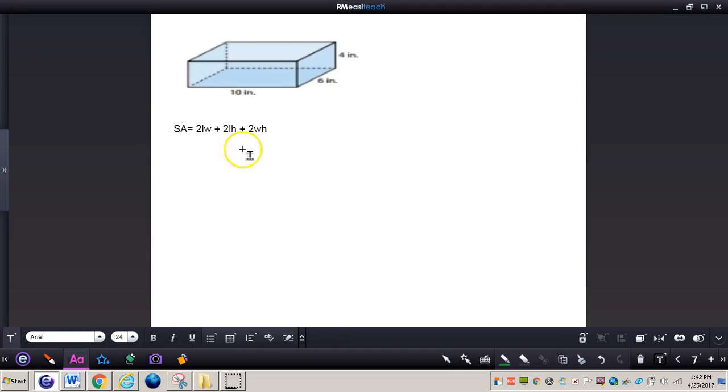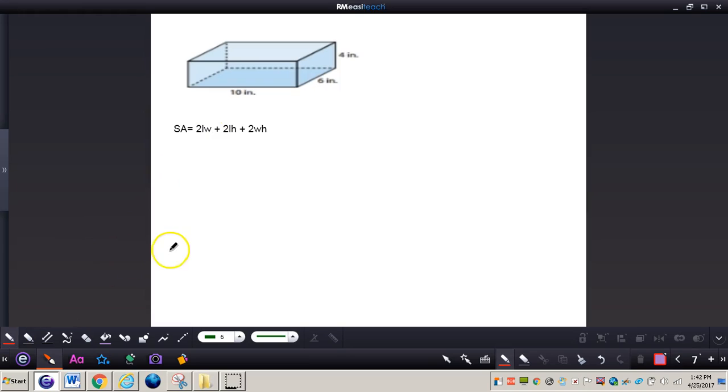Now let's take a look at this rectangular prism. This prism is actually number 3 in your Go Math book on page 422. So we have surface area for a rectangular prism. Formula: surface area equals 2 times length times width, plus 2 times length times height, plus 2 times width times height. Why is it 2? Because think about it, there's a front and a back, there's a right and a left, and there's a top and a bottom, and each of these will have the same measurements.